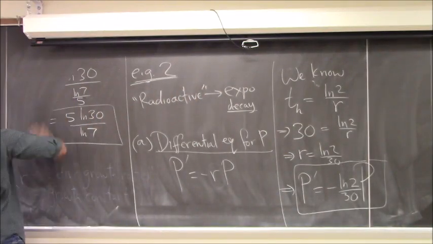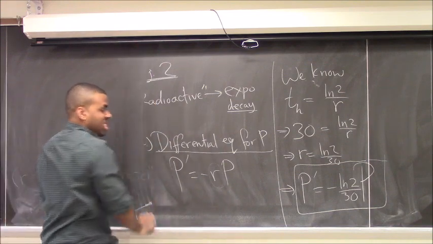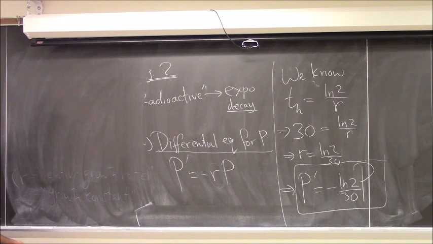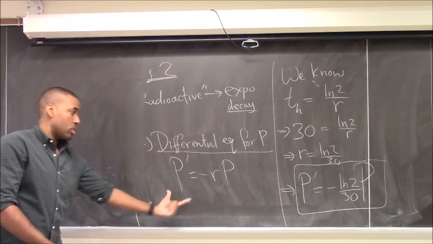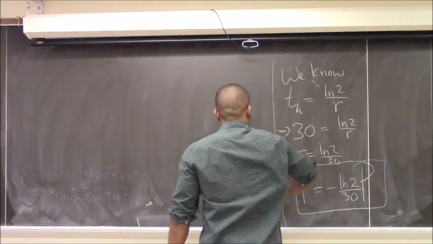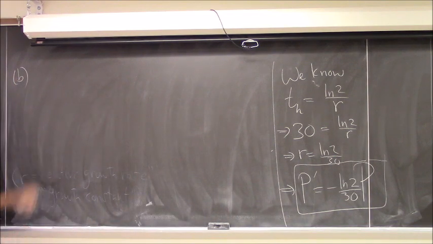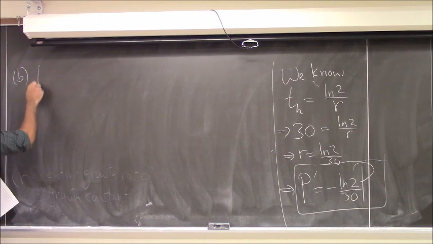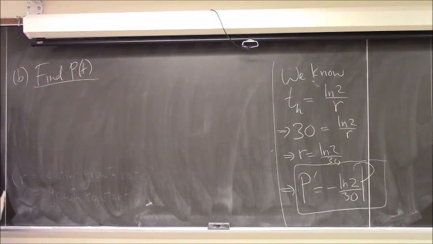I was given the half-life, so I can find R using the half-life equation. It's always going to be ln2 over R. That gives the half-life. And know that that differential equation refers to this equation. So what's P? He says find a formula for P of T. I'll just call that P. What is that here?